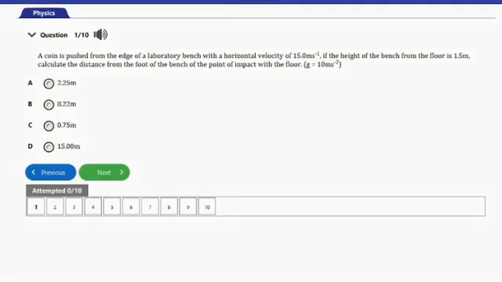In today's video, we have these 10 questions to answer on the topic projectile motion. Let's go ahead and start with the first question here.